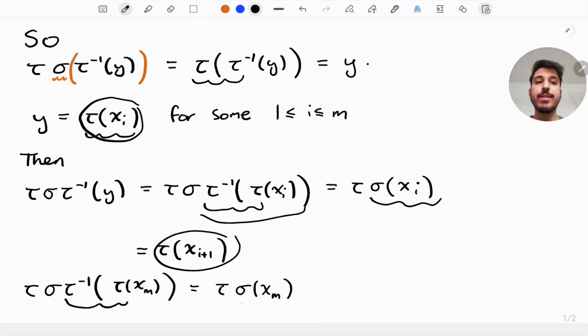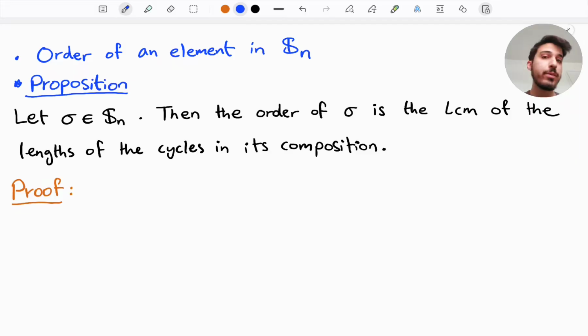And because sigma is the cycle that takes xm all the way back to x1, this is just equal to tau of x1. And this completes the proof of this proposition. Let us now move to the proposition that calculates the order of a permutation in Sn.